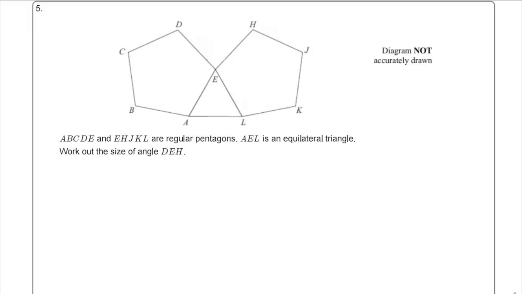A, B, C, D, E and E, H, J, K, L are regular pentagons. AEL is an equilateral triangle. Work out the size of angle DEH.